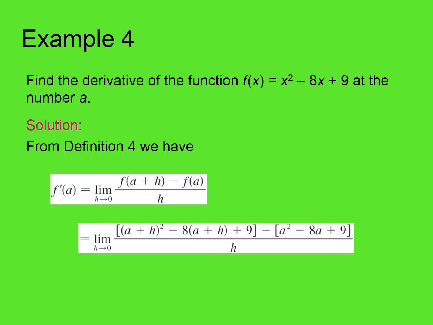And so f of anything is the square of that thing minus 8 times that thing plus 9. And that thing now is a plus h. That's the input. And so we're going to square it, we're going to subtract 8 times it, and add 9. And then from all that, we're going to subtract f of a, which is obviously a squared minus 8a plus 9. And it's all over h, and then we're going to let h go to 0. It's going to get uglier before it gets prettier, but it will eventually get prettier.